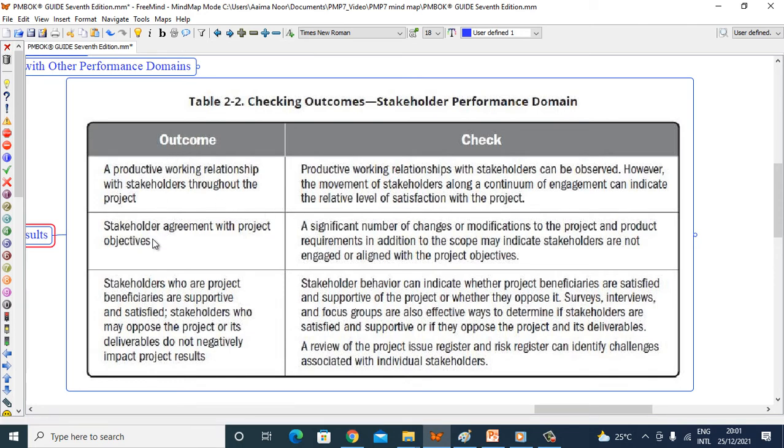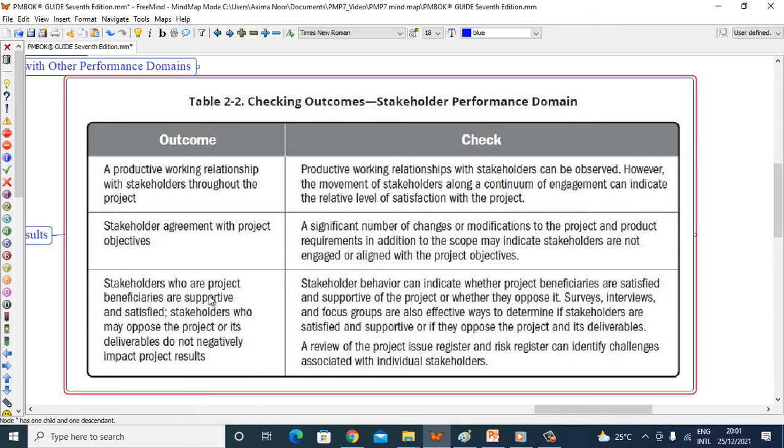Outcome: stakeholders' agreement with project objectives. Check: a significant number of changes or modifications to the project and product requirements, in addition to the scope, may indicate stakeholders are not engaged or aligned with the project objectives. Outcome: stakeholders who are project beneficiaries are supportive and satisfied, and stakeholders who may oppose the project or its deliverables do not negatively impact project results.